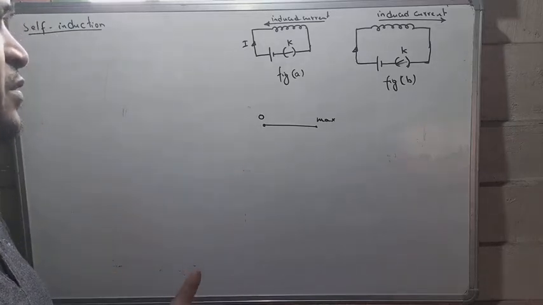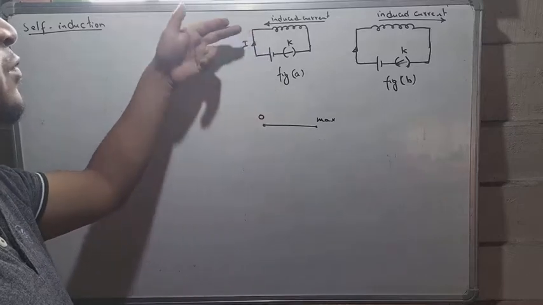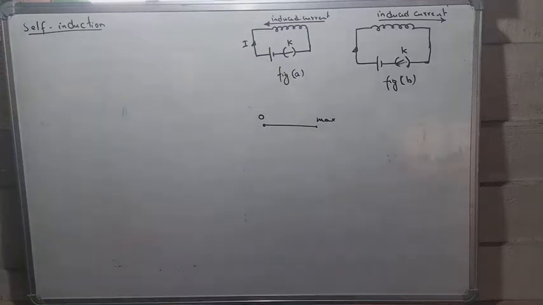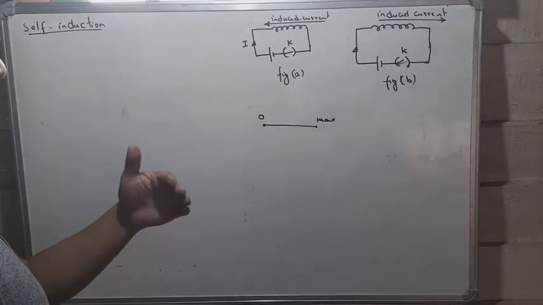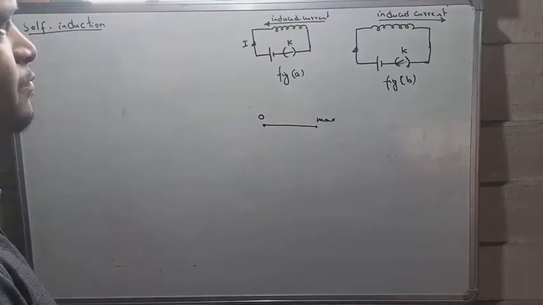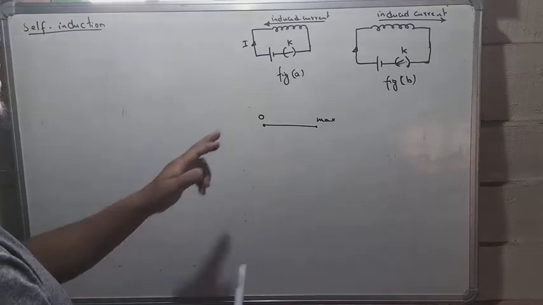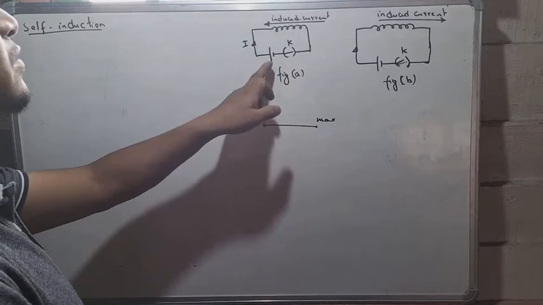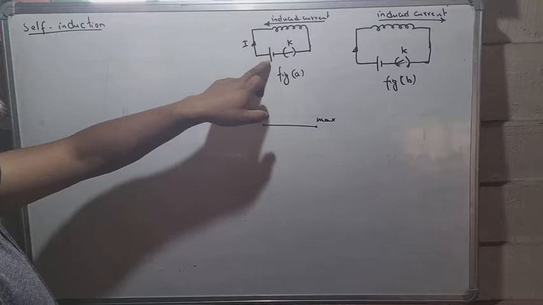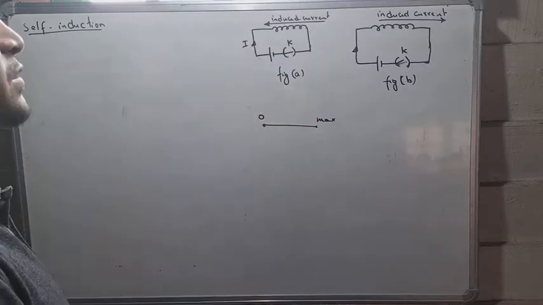Because during that period, as the current is increasing, what will happen? The magnetic flux inside the coil will change. Because of the changing magnetic flux, a current will be induced in the coil. And this induced current will be opposite to the direction of the current sent by the cell. I have indicated here that this I is the current produced by the cell and the induced current will flow opposite to this.